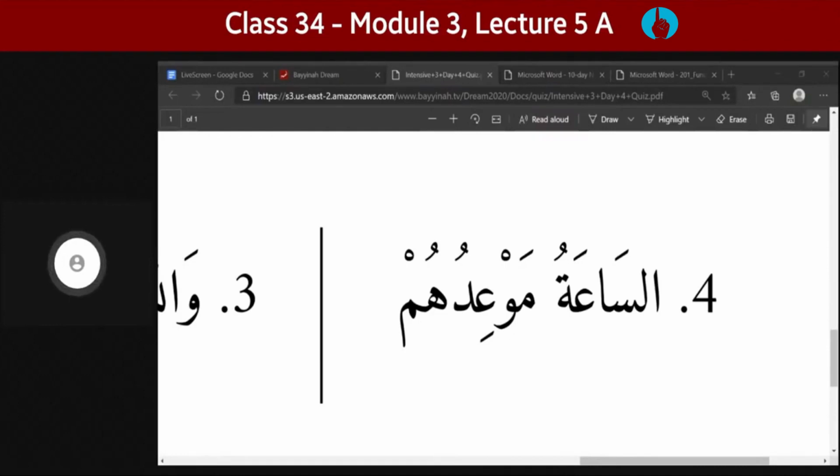Yasra, no. As-sa'atu maw'iduhum is not proper followed by common. Maw'id is proper because maw'iduhum is an idafa and the mudaf gets its properness from the mudaf ilayh. Hum is a pronoun. Pronouns are always proper. So hum makes maw'id proper. So you can't say it's proper followed by common.